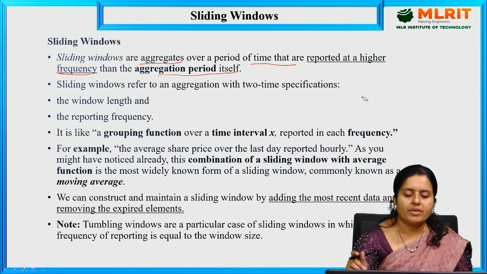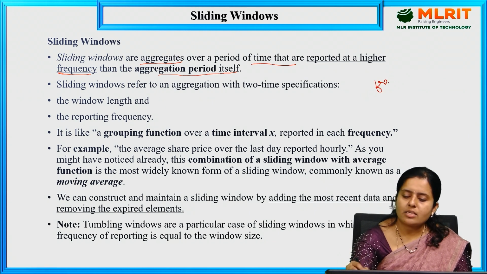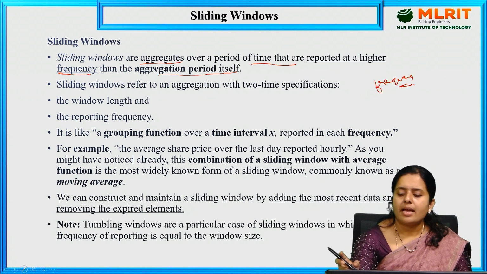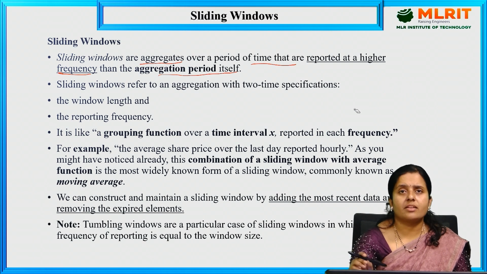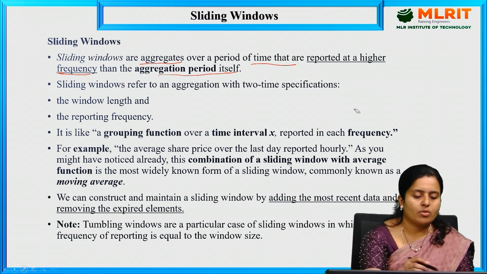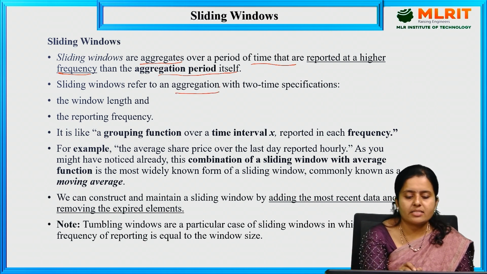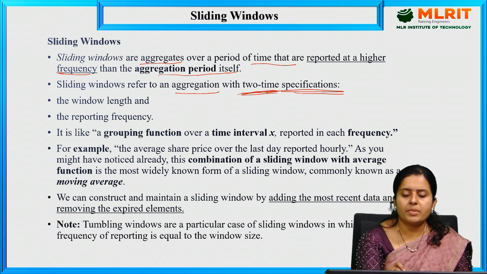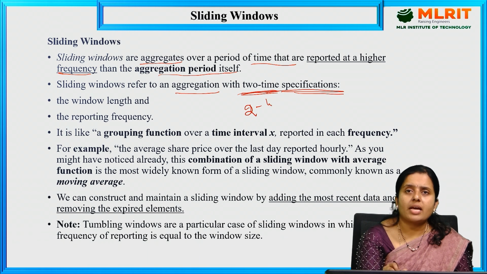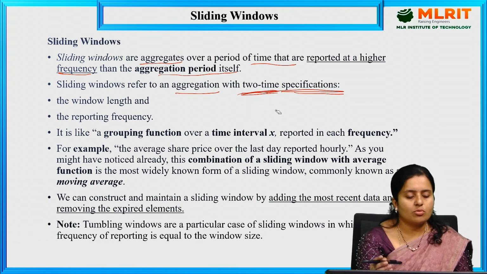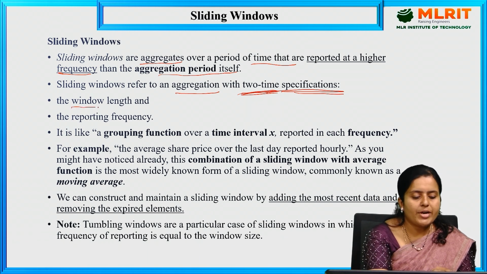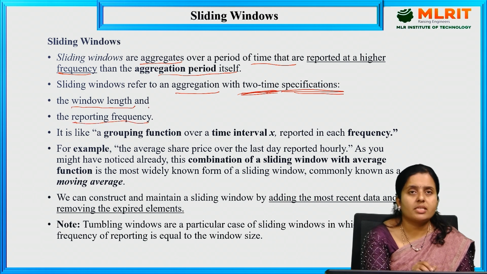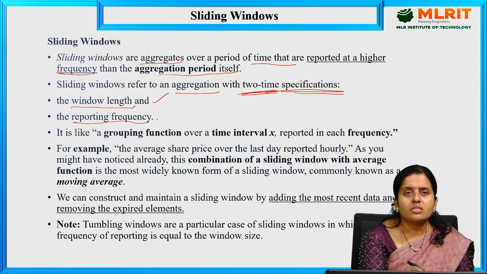Here we need to focus on frequency as well. That is another factor that adds to the sliding window. So a sliding window refers to aggregations with 2 time specifications. With a tumbling window there is only 1 time specification, but in a sliding window we have 2 time specifications. What are those 2 time specifications? The window length, and the second one is the reporting frequency.